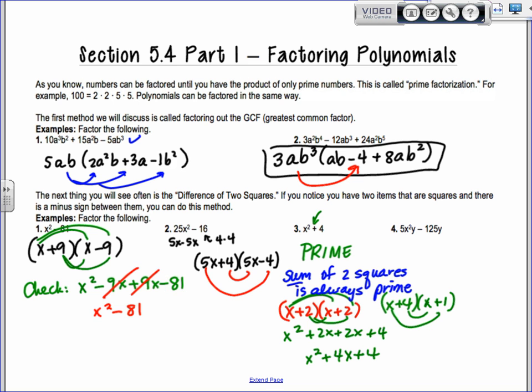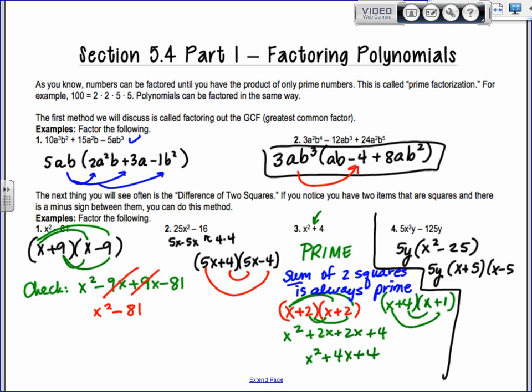Okay, how about number 4? It doesn't quite look like the difference of two squares, but what can we do first? Yeah, do the GCF, right? So I'm going to pull out the 5y, and I'm left with x squared minus 25. Now you can see the difference of two squares, right? So the 5y is just out front, and then the x squared minus 25 factors into x plus 5 and x minus 5. And we're done.